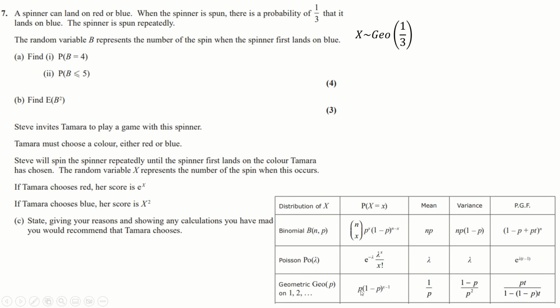We just use p as 1/3, 1 minus p is 2/3, x is 4, so it's 2/3 to the power 3, and we end up with this, which is going to be that. Probability of b is less than root of 5.